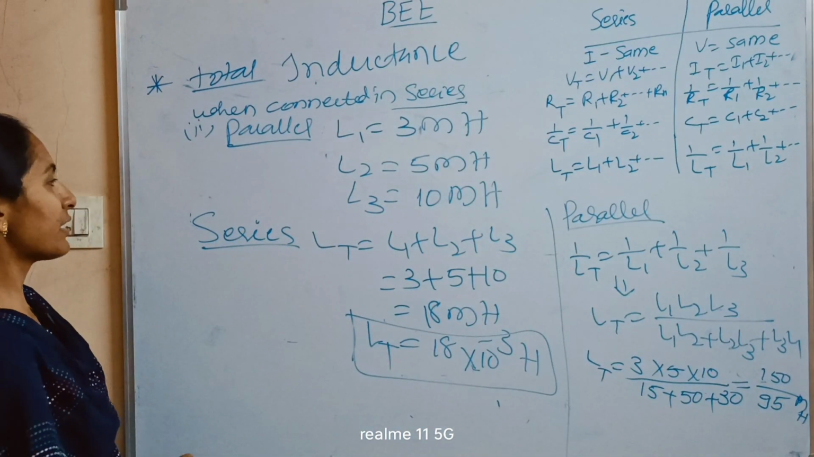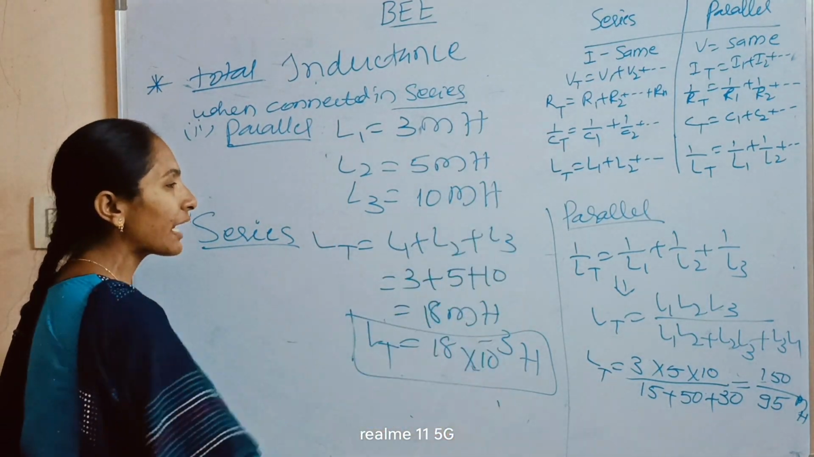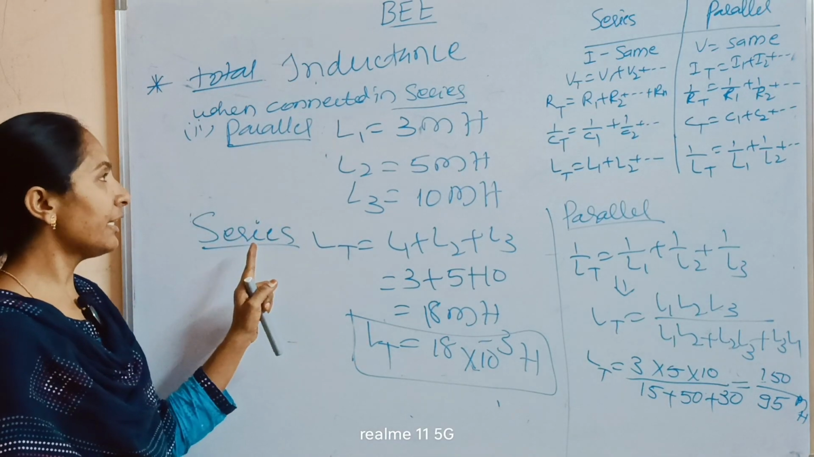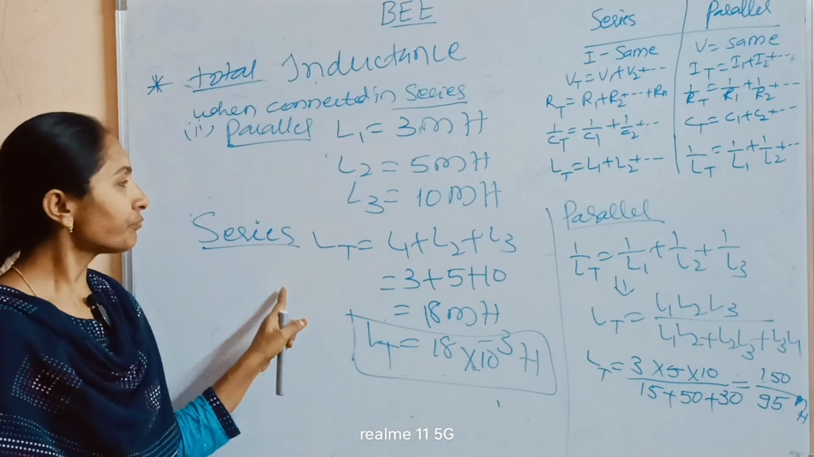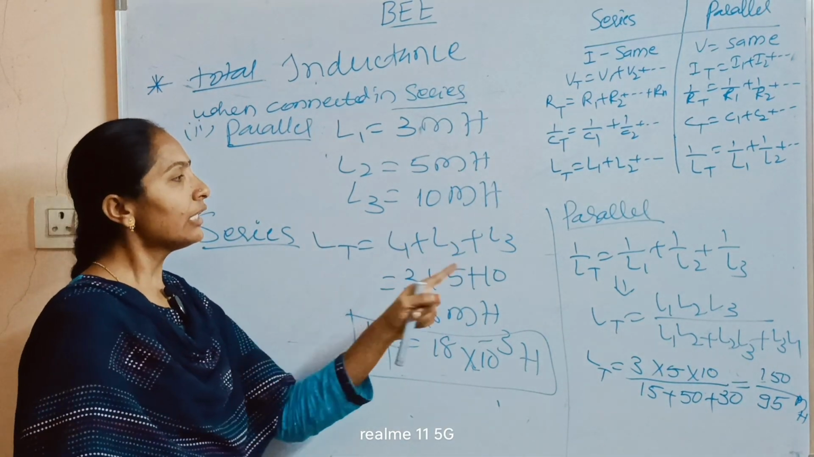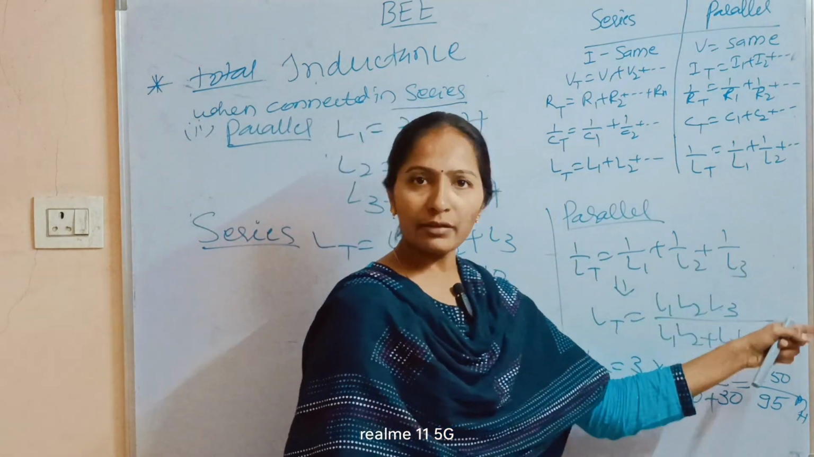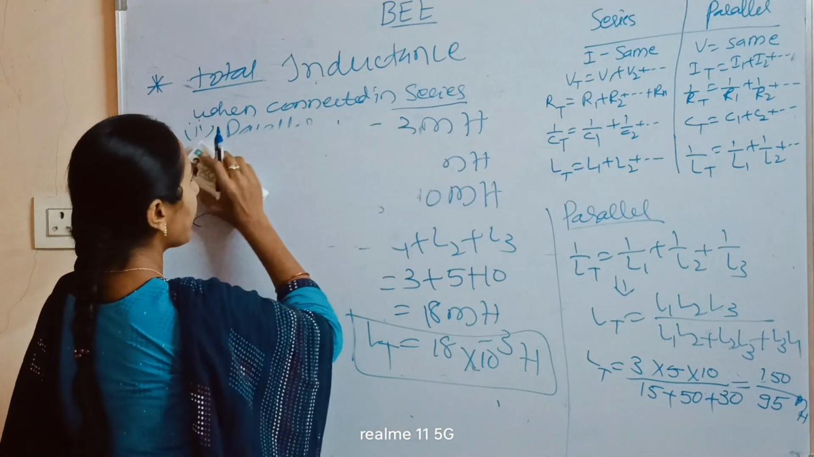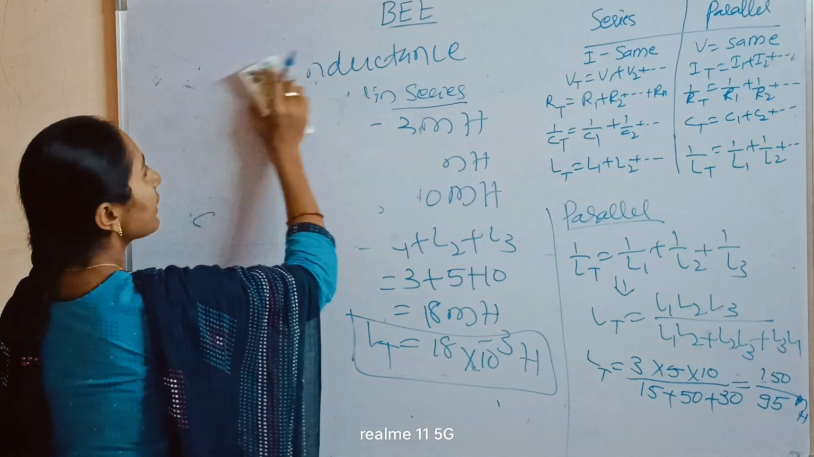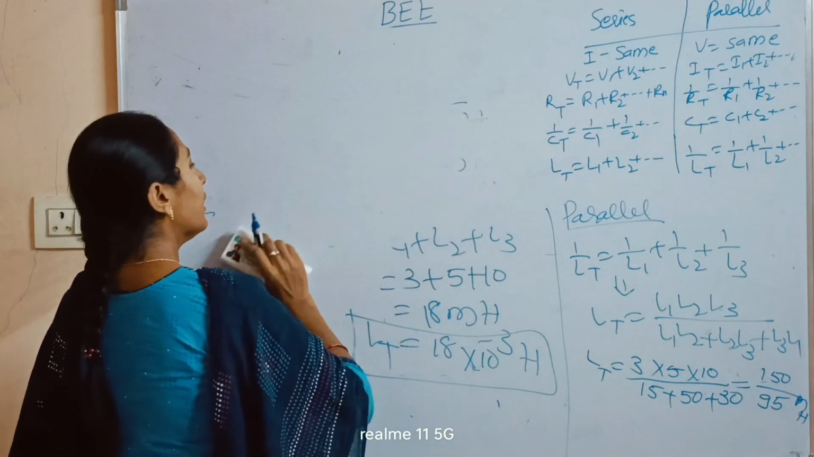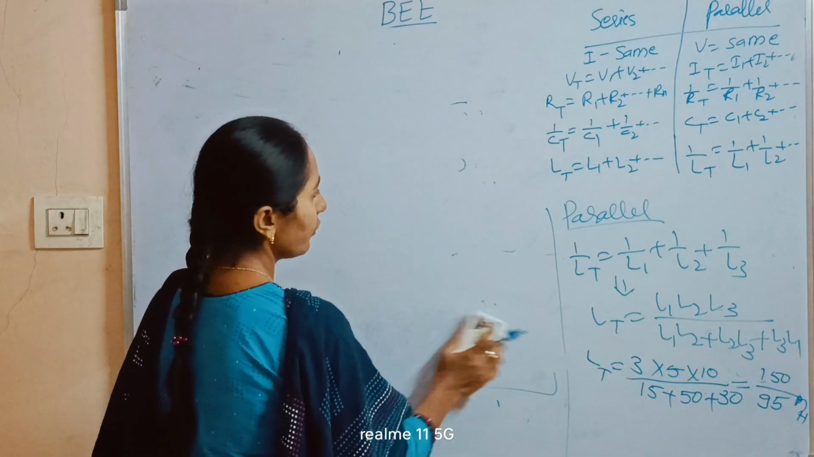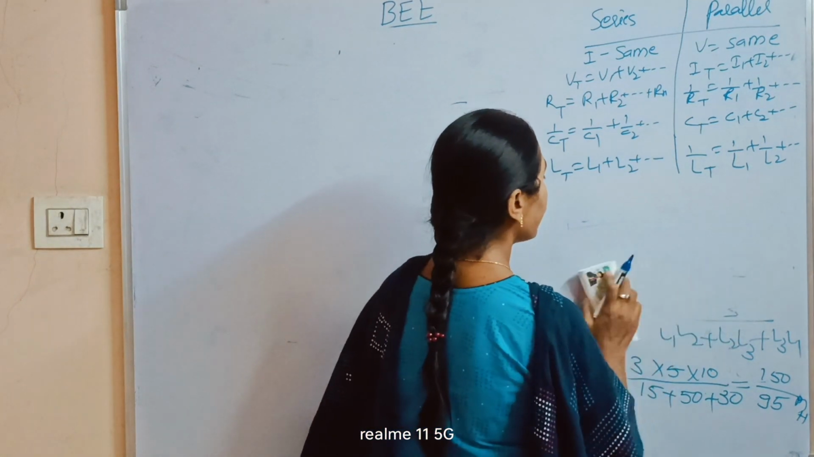So the series combination is completed, and the parallel combination is completed. When inductors are connected in series, follow this formula, and in parallel follow this formula. Now based on series and parallel, we can consider another method, that is the combination of series and parallel connection.